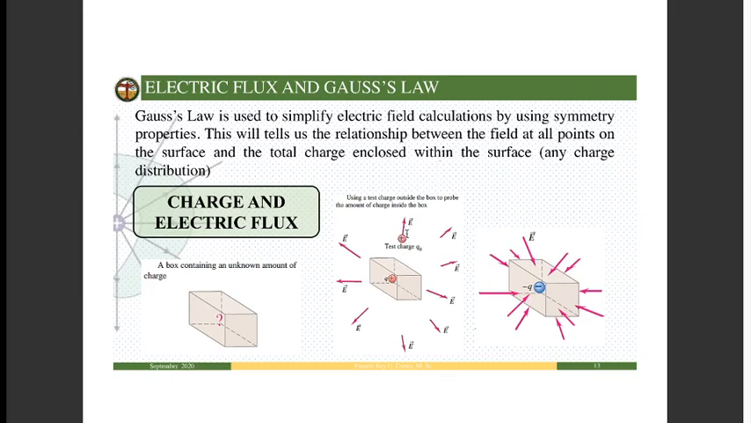For example, if the positive test charge is repelled by the box, this means there is a positive charge inside. However, if the positive test charge is attracted to the box, this means the inside of the box is a negative charge. Okay? That's the relationship between charge and electric flux.